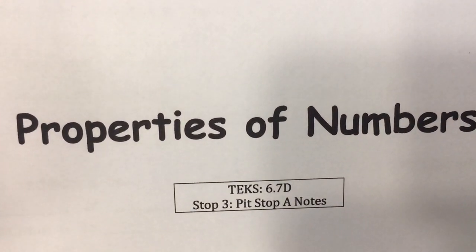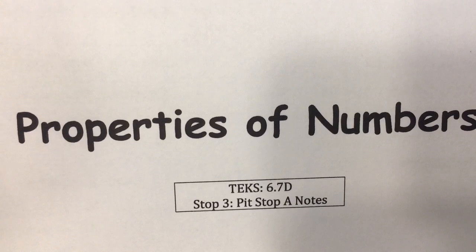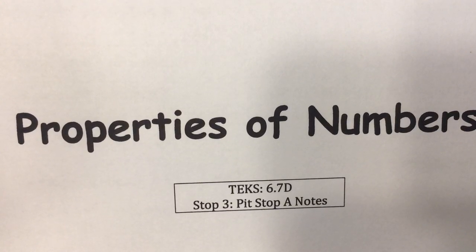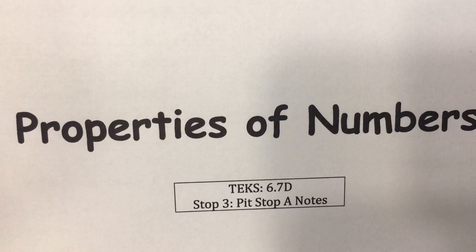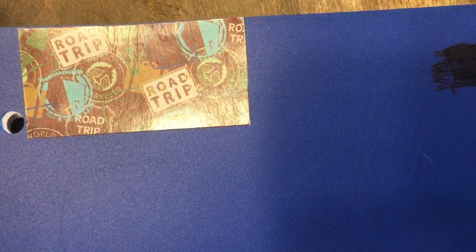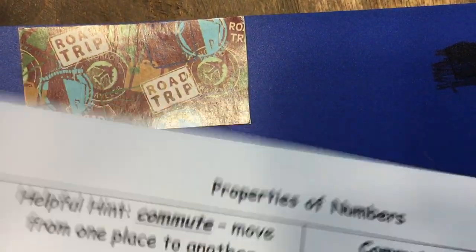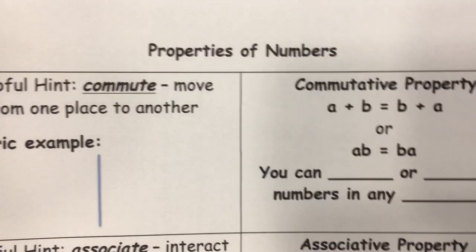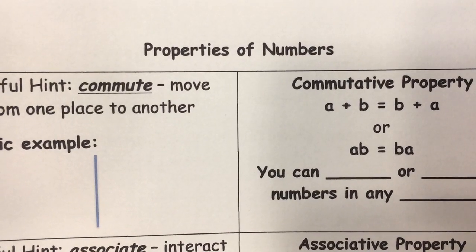So today we're going to be talking about properties of numbers, and there are 4 basic properties that we're going to be looking at. There's one more that you're going to learn this year, but we're going to talk about it much later. So just 4 today. So if you open it, the first property is called the commutative property.